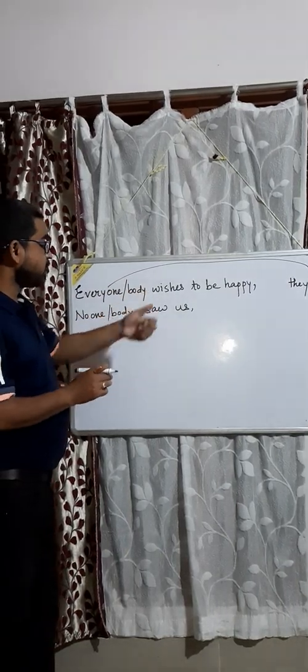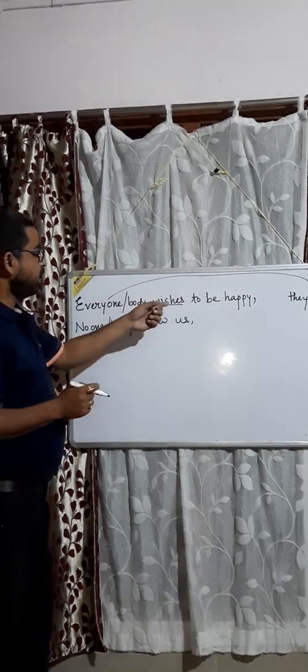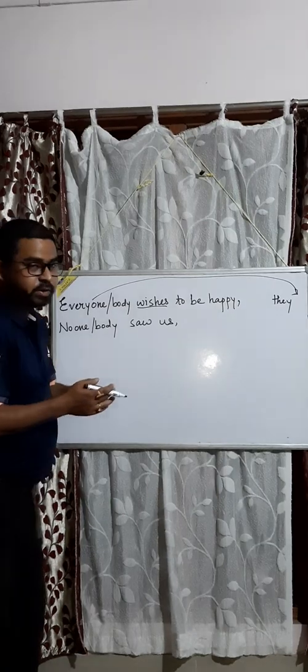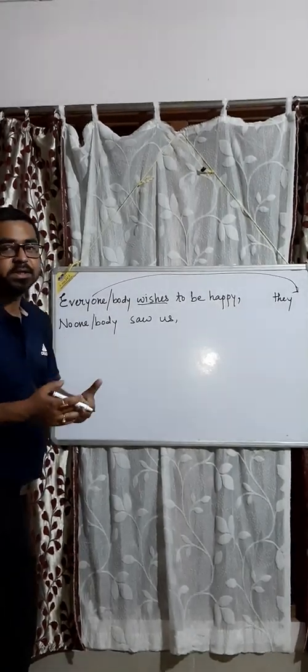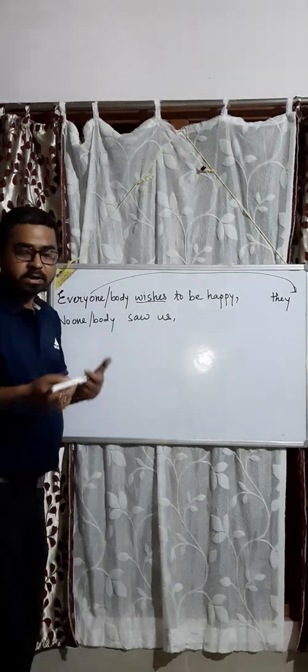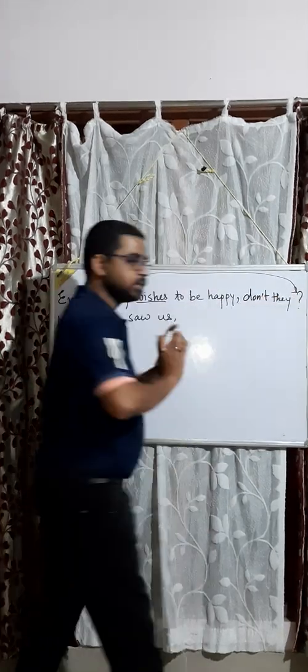we don't have an auxiliary verb here, so we see the main verb. This is in present tense. So the options that we have for present tense are do and does. Now with they we cannot use does, so obviously it will be do. So it will be don't they. Your answer is ready.